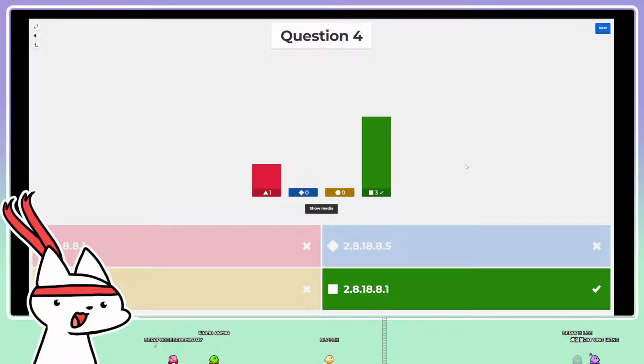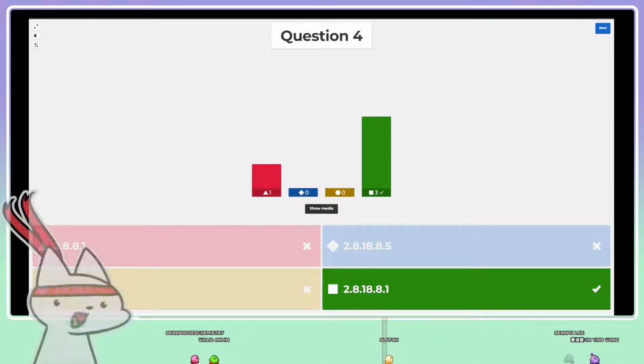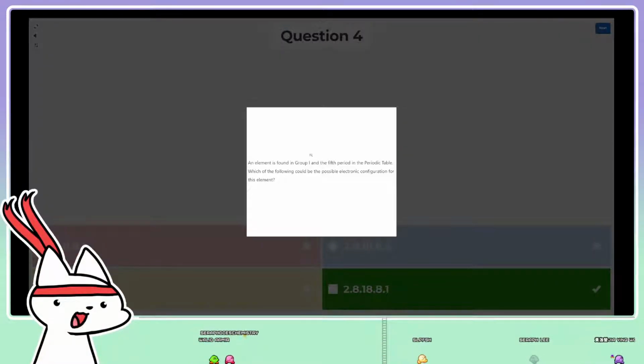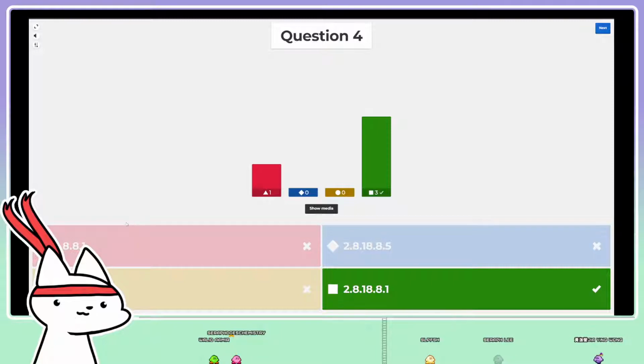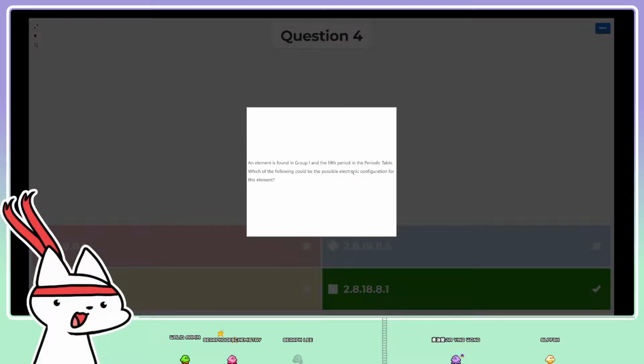Okay, for questions like this, you look at the last number to determine the group. Since it wants group 1, the last number should be 1. So the answer should be either red or green. Then you count the numbers. The red selection is 2, 8, 8, 1, with 4 numbers separated by dots. Therefore, there are 4 periods. Whereas the green one is 2, 8, 18, 8, 1. There's 5 of them, so there will be 5 periods in total.